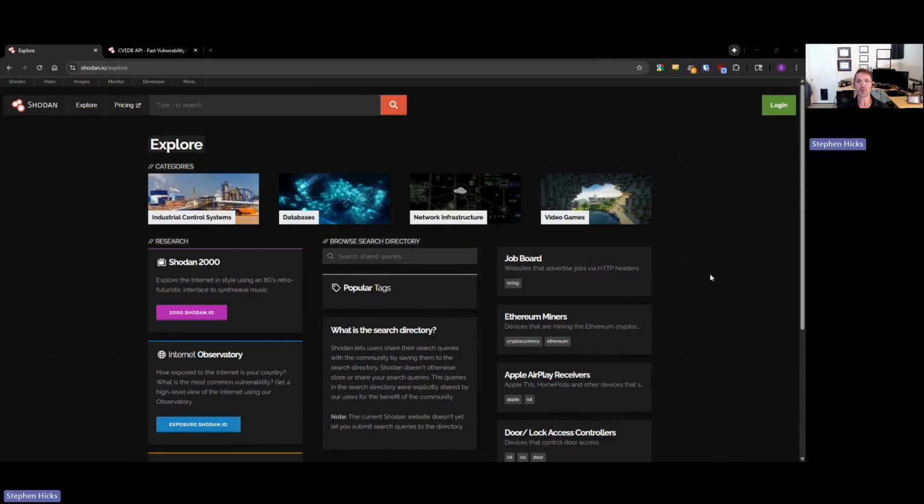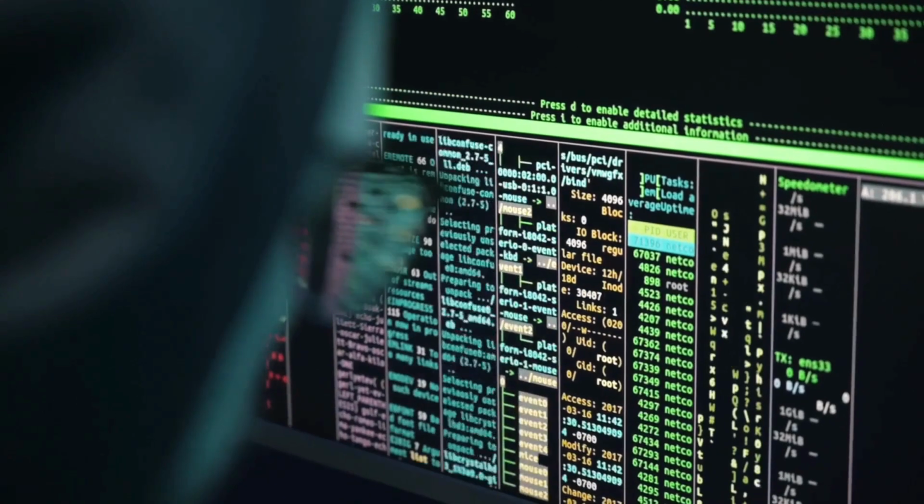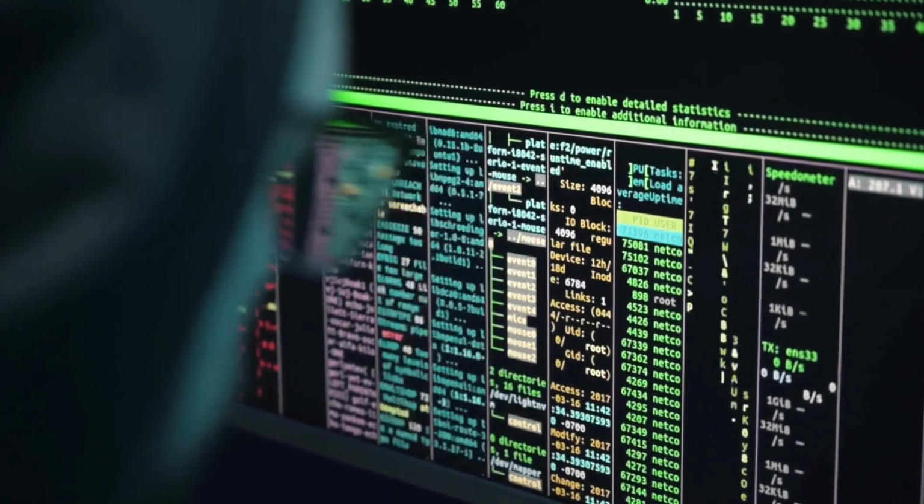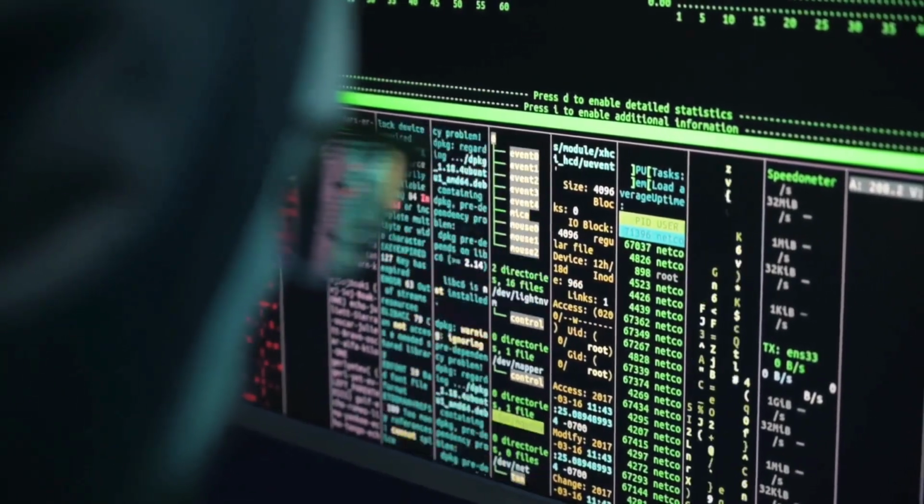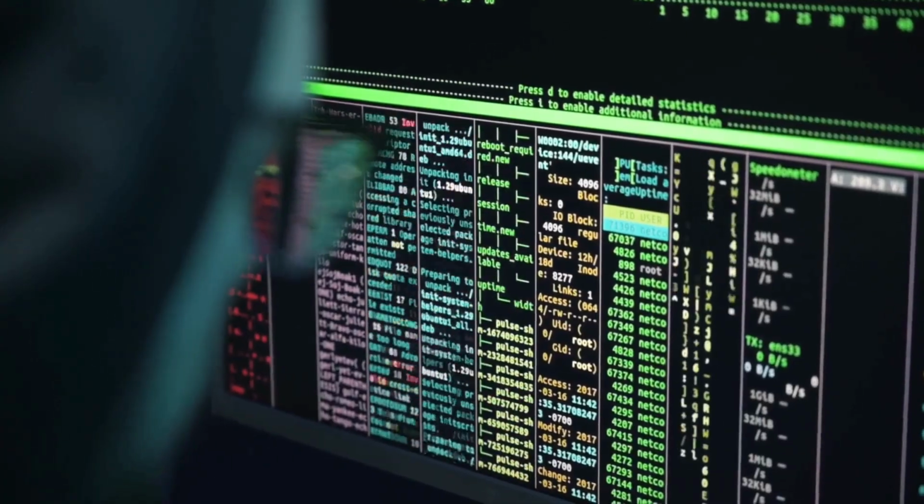So I'm going to stop my share. I'm going to make a point about that. The bad guys are literally using scripting to connect to this database, pull out every single vulnerability that they are particularly interested in, and launch automated attacks.